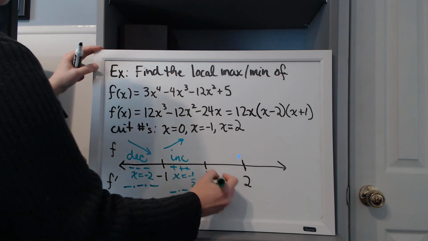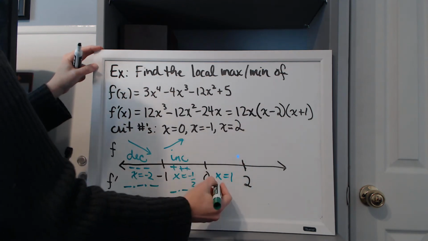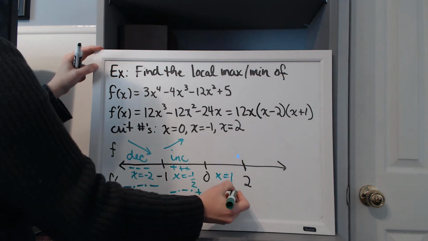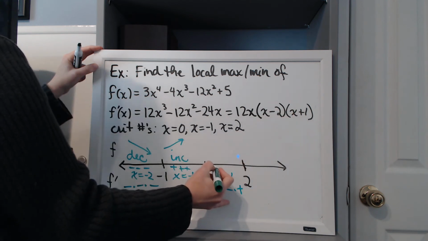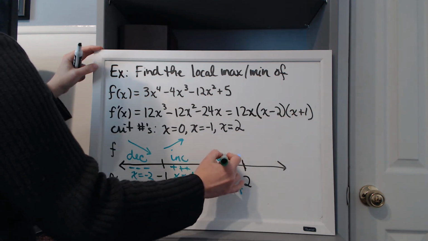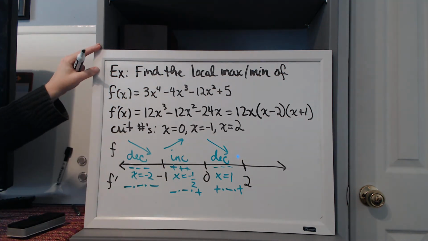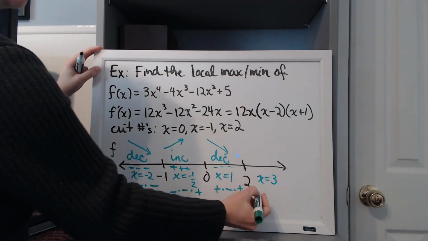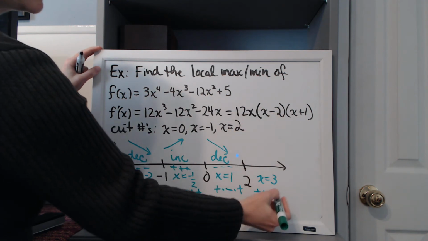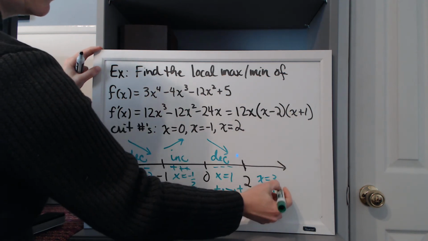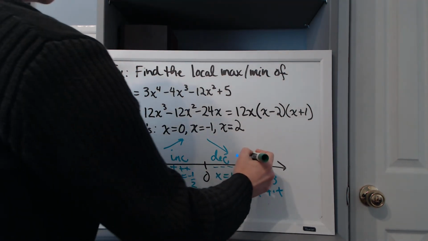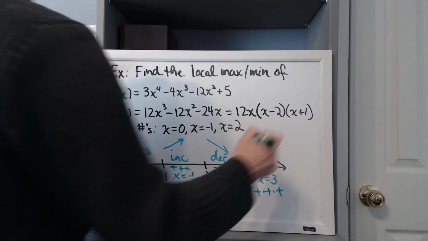Between 0 and 2, I picked x equals 1. Plugging into the derivative, we get a positive for 12x, a negative for x minus 2, and then a positive for x plus 1. So overall, that's negative, which means the function is decreasing because the derivative is negative in that segment. And then in our last subinterval, I picked x equals 3. That's going to give us positive for the 12x, positive for the x minus 2, and positive for the x plus 1. So overall, the derivative is positive in that segment, so that means the function is increasing.